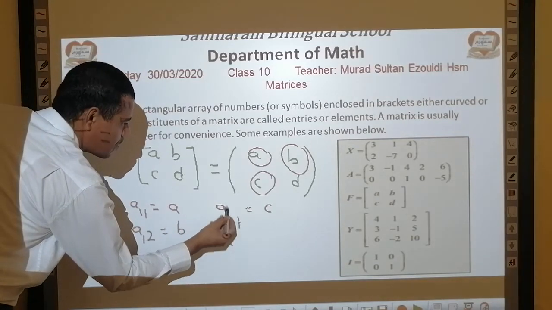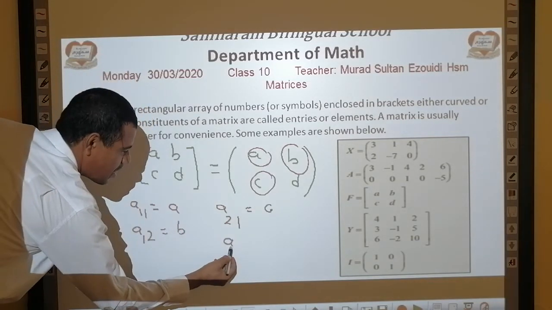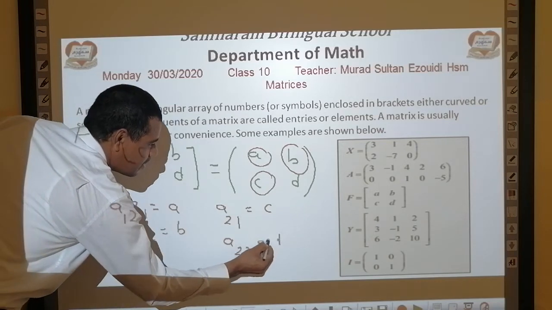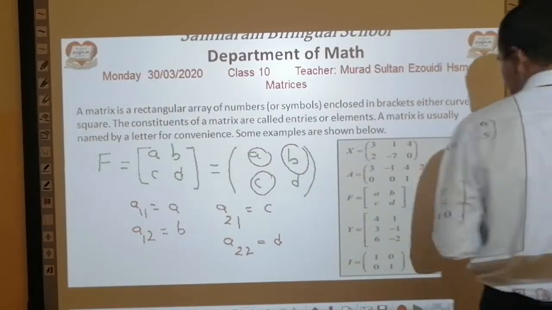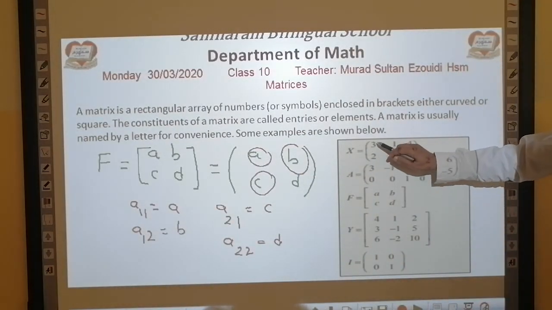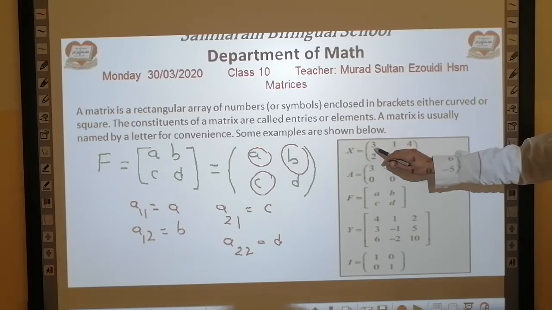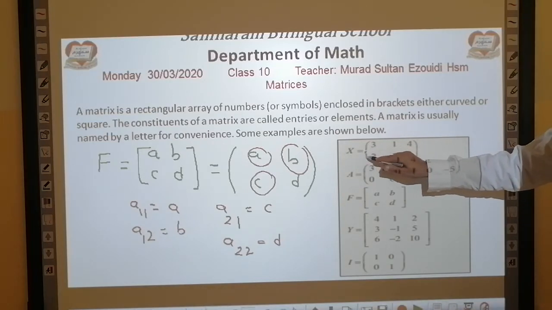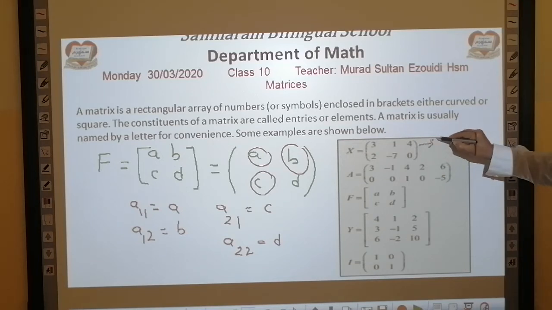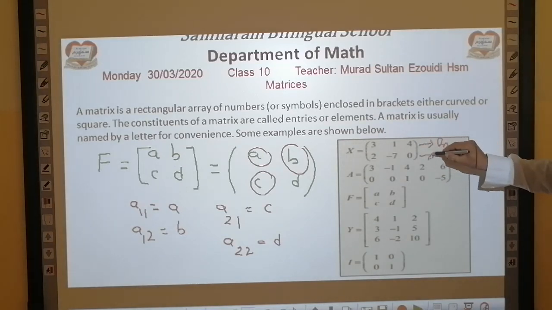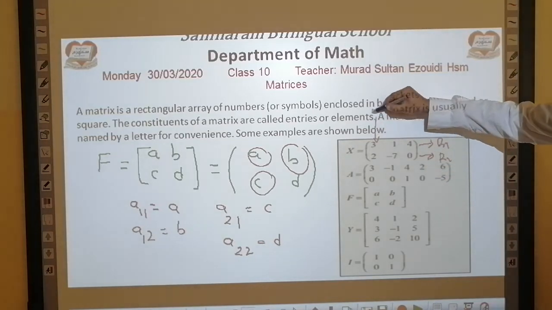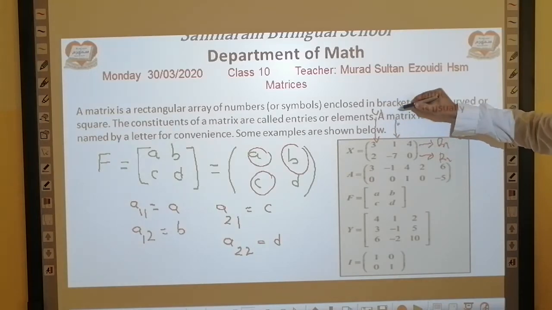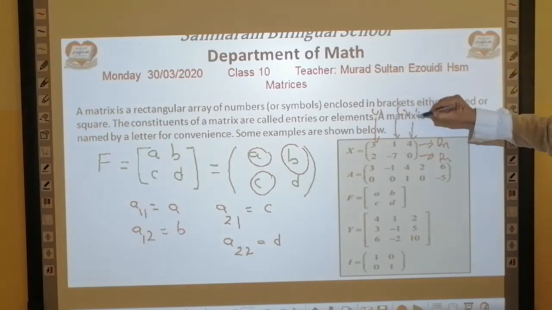This is my kids. The second row, first column is C, and the second row, second column is D. And you can see that all of these are matrices. For example, this one, X, contains how many rows, my kids? Row 1 and row 2. It contains two rows. And what about the columns? C1, then C2, then C3. So this contains two rows and three columns.